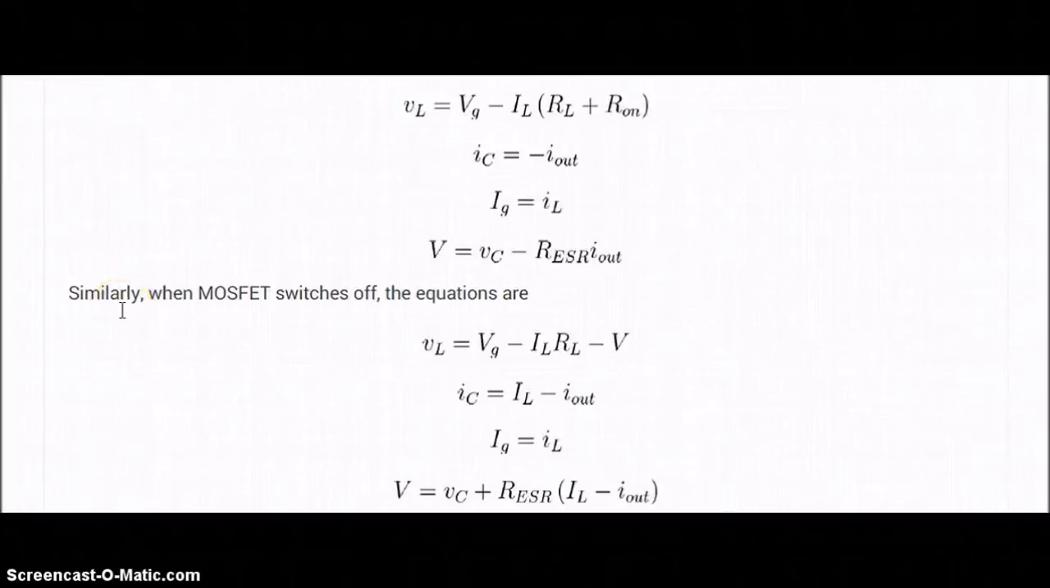Now from the working which we have discussed earlier, we will get these equations. When the MOSFET is on, the above equations are derived. These are the equations which are derived from the circuit that we have shown before the simulation, in terms of the input voltages. Similarly, when the MOSFET switch is off, the equations are given by this.